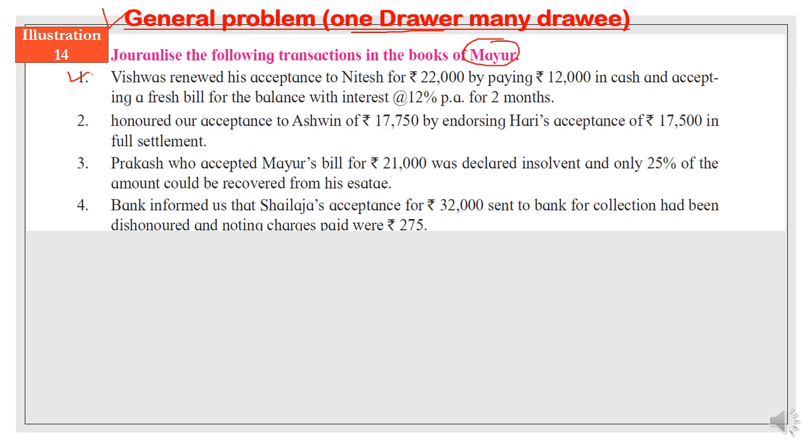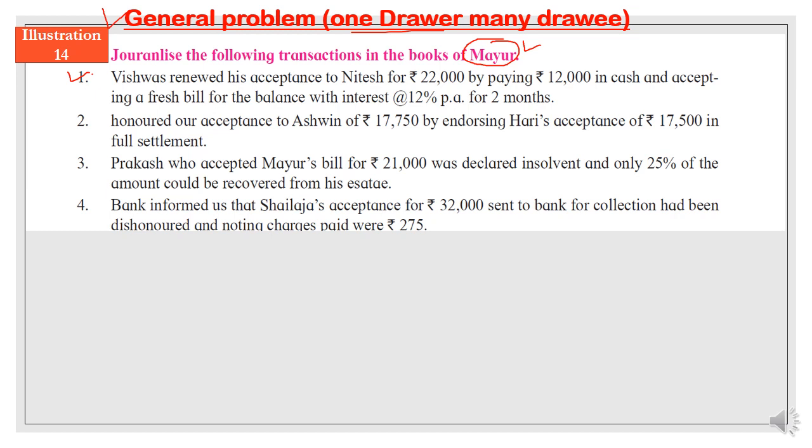Okay, students. So Vishwas renewed his acceptance to Nitesh for rupees 22,000 by paying rupees 12,000 in cash and accepting a fresh bill for the balance with interest at the rate of 12% per annum for 2 months. First, we should figure out the relation, students. If the drawer is Mayur, who will be the drawee, Vishwas or Nitesh? Vishwas will be the drawee, because Vishwas is requesting for the renewal, for making the fresh bill to Nitesh.